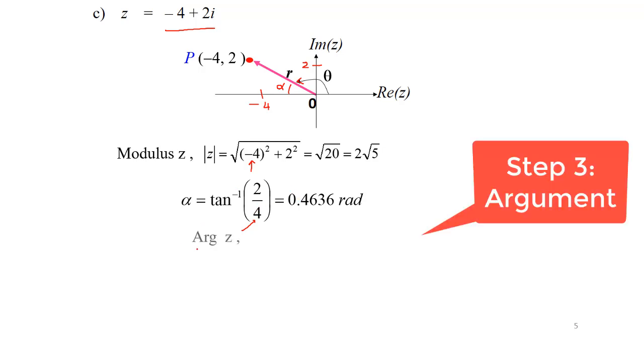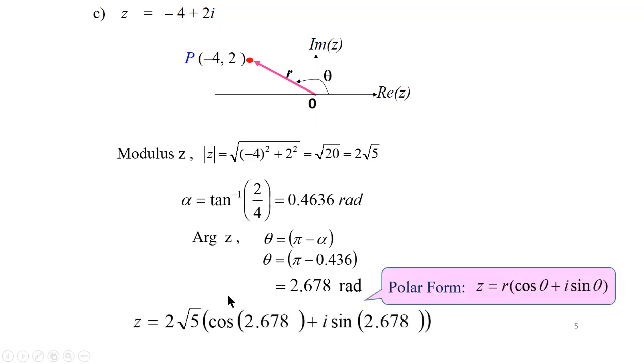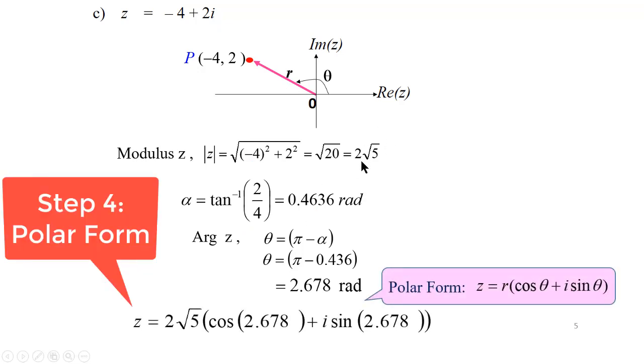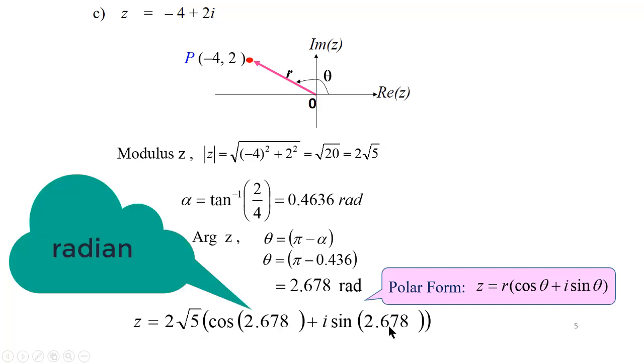To find theta, the argument, rotating anti-clockwise that would be positive, pi minus alpha. Substitute alpha back, then the answer is in radians. And to express in polar form, we just substitute the modulus back into r there, and then cos theta plus i sine theta, making sure that it is in radians.